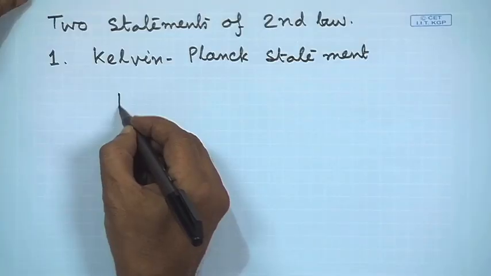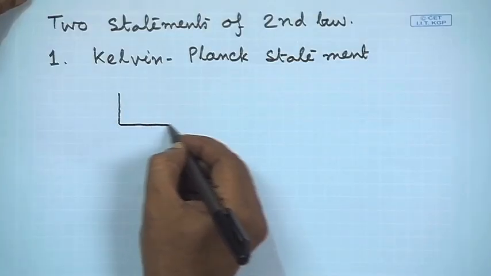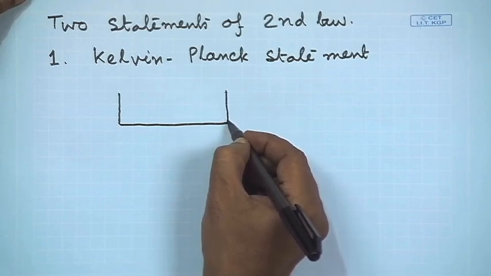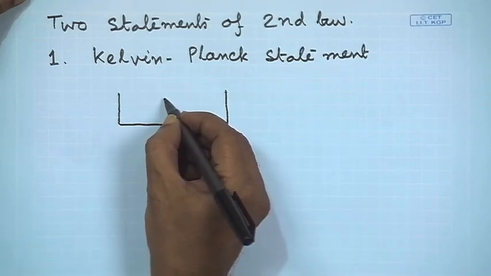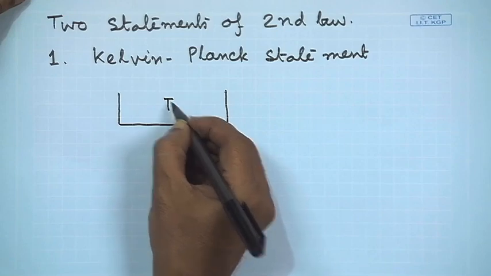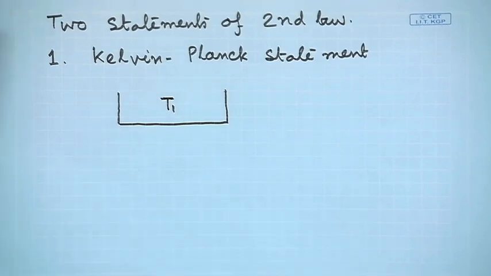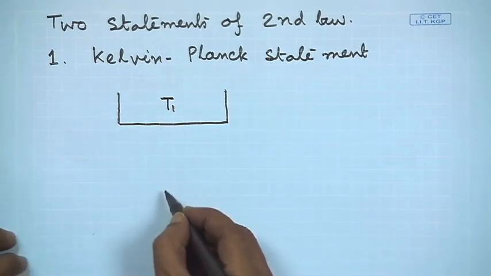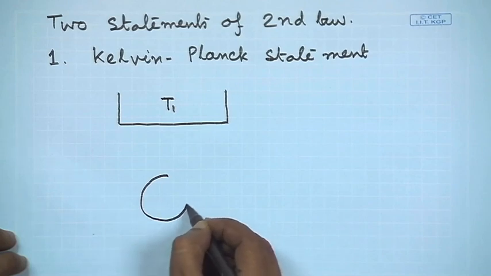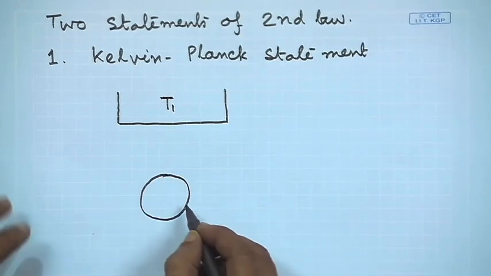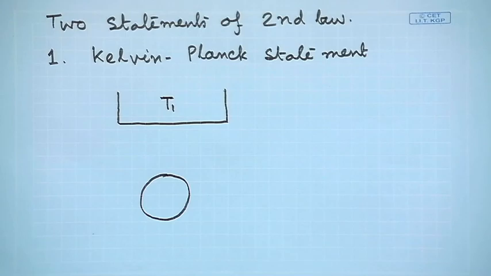So, let us say we are thinking of a conversion like this. We have got a thermal reservoir, where the reservoir is maintained at a particular temperature T1. So, this is the identity of the reservoir, the temperature T1, that is the identity of reservoir. And we have got a device which is operating in a cycle. The circle which I have drawn, that indicates a device which is operating in a cycle.